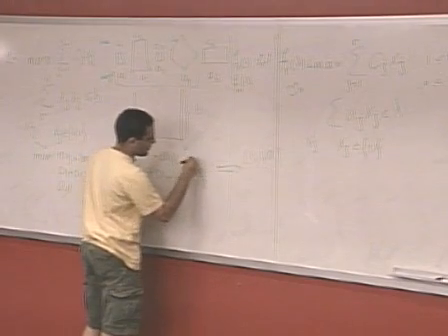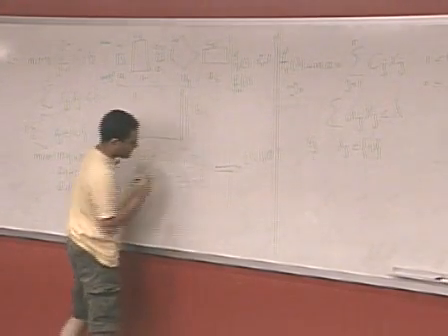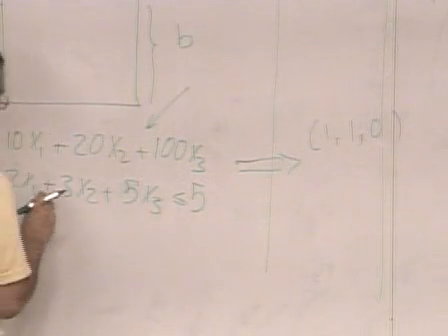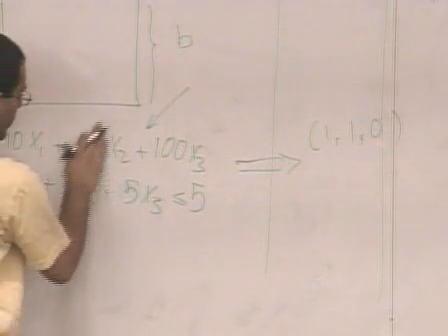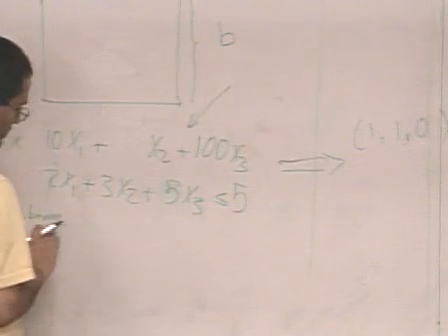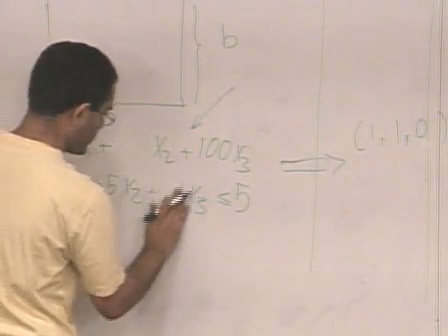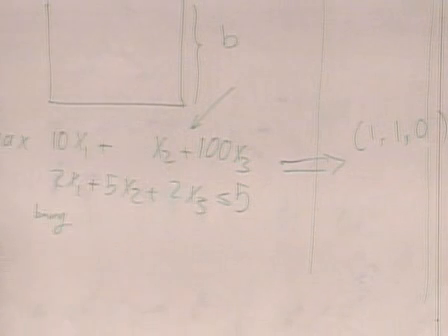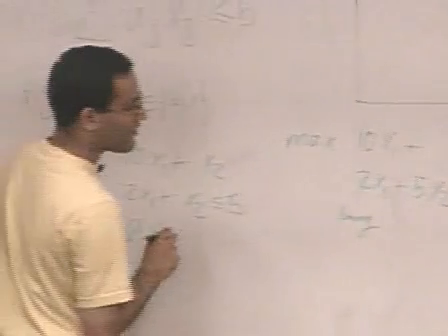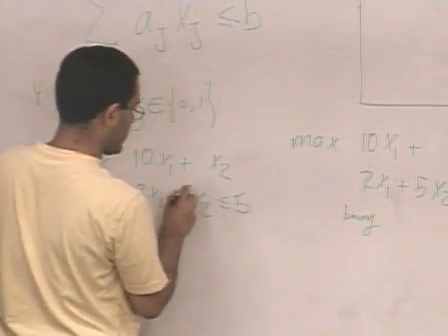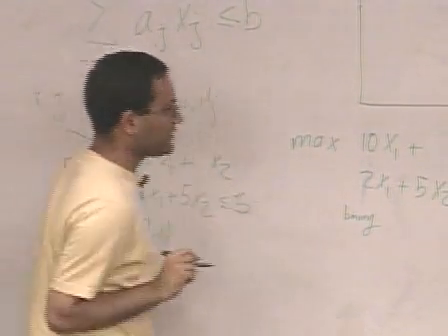This was 100x3, and this was x2. This is 5x2. This is 2x3. Okay? I'm just writing a new problem first, giving it a concrete idea. Okay. Now, let's see what it means.